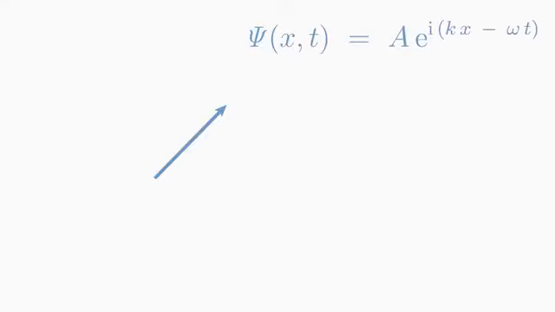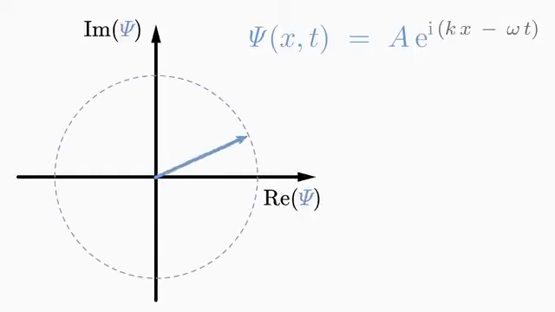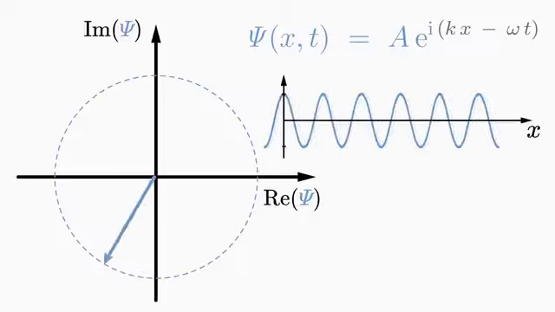It is a vector in the complex plane. The amplitude a corresponds to the magnitude of the vector, that is its length, and the argument kx minus omega t corresponds to the angle phi, also called phase, enclosed between the real axis and the psi vector. When the time t passes, the angle changes and the vector rotates in the complex plane, in our case clockwise. This rotation represents the propagation of the plane wave in the positive x direction.